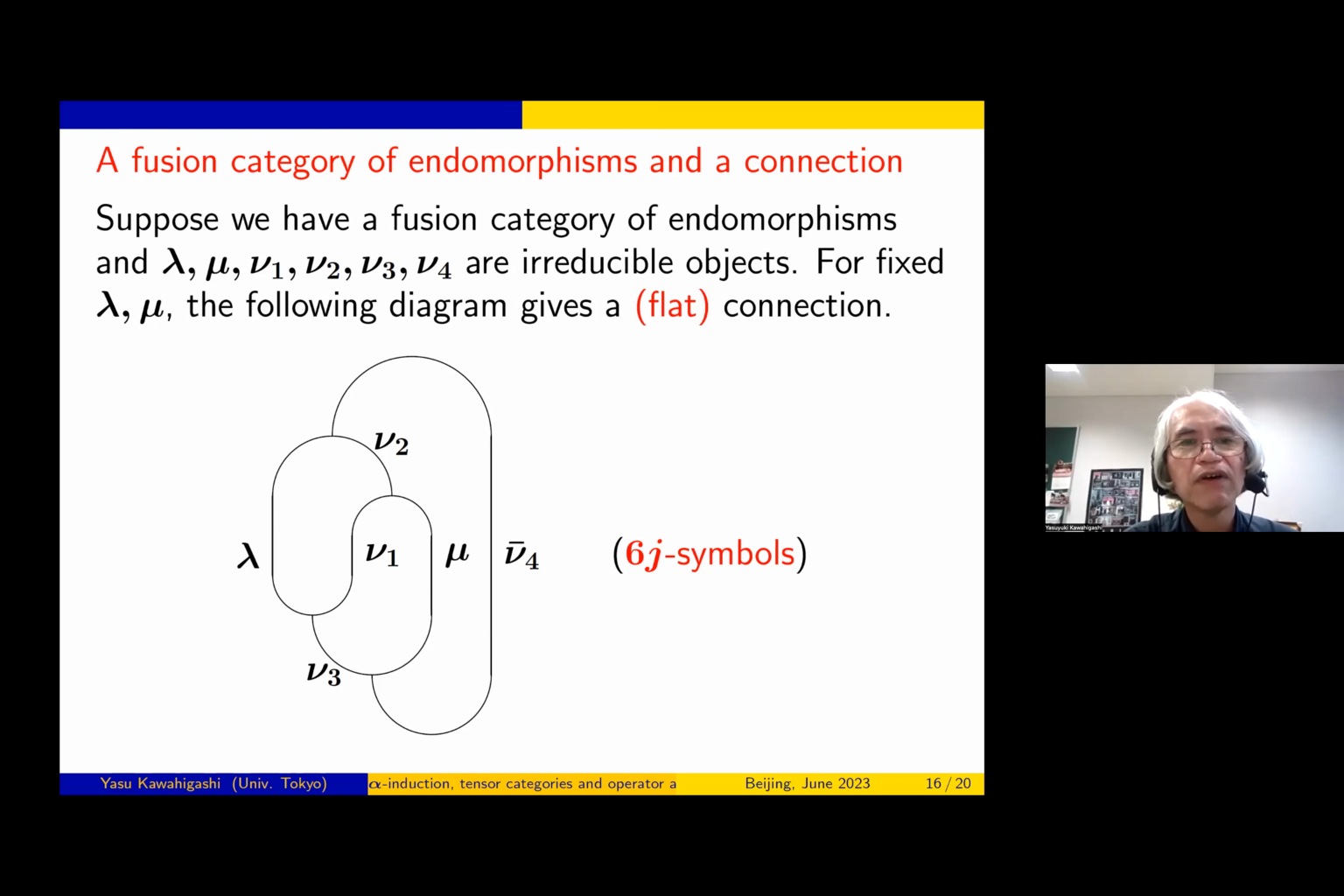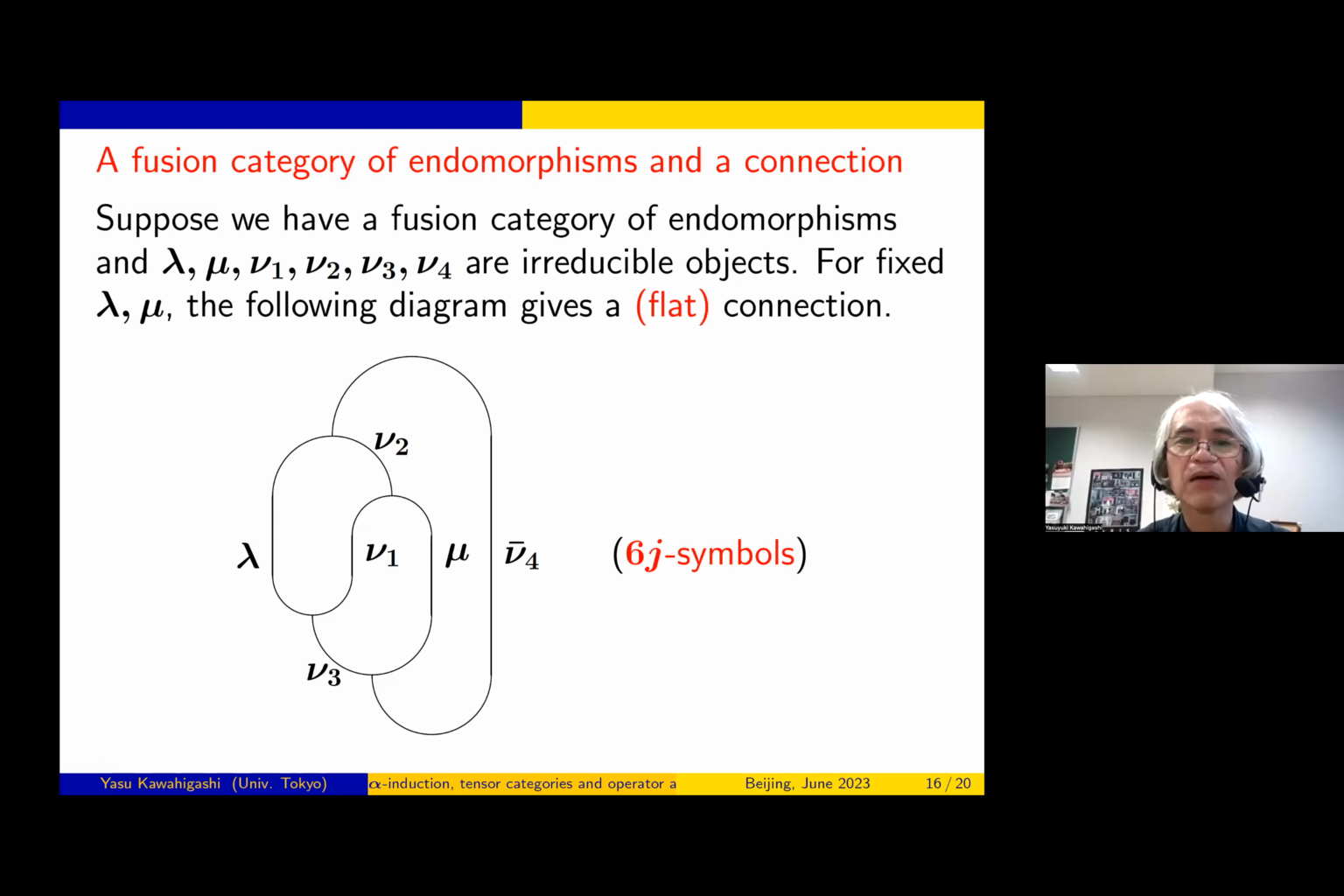So we have a fusion category of endomorphisms and the connection. Suppose we have a fusion category of endomorphisms, where an object is given by an endomorphism of some infinite dimensional operator algebra. And suppose we have 6 irreducible objects, labeled lambda, mu, nu1, nu2, nu3, and nu4. They are irreducible endomorphisms of the same operator algebra. Then we fix lambda and mu. This is why we use different symbols, lambda and mu, and then the other nu1, nu2, nu3, nu4 are possibly different labels.